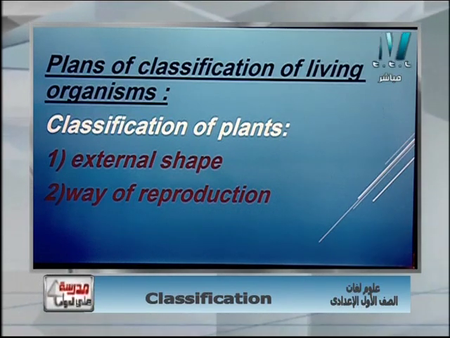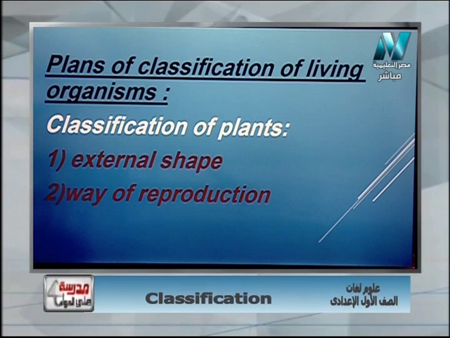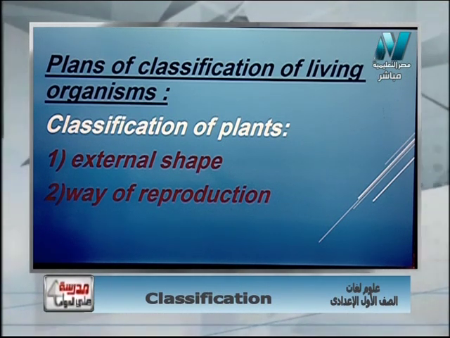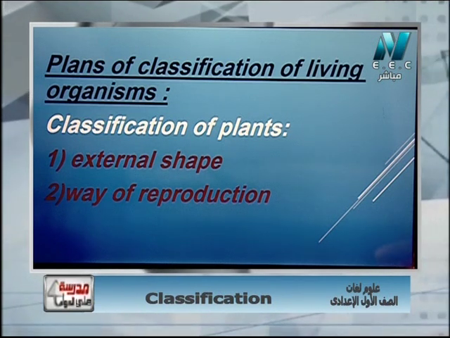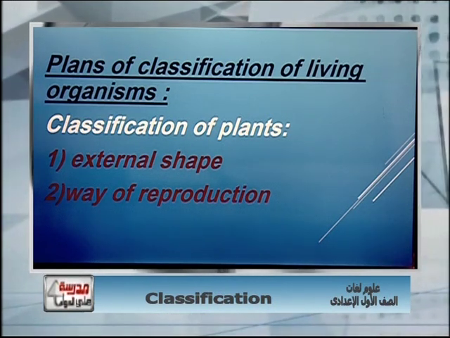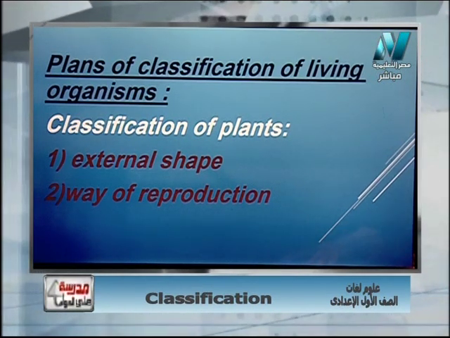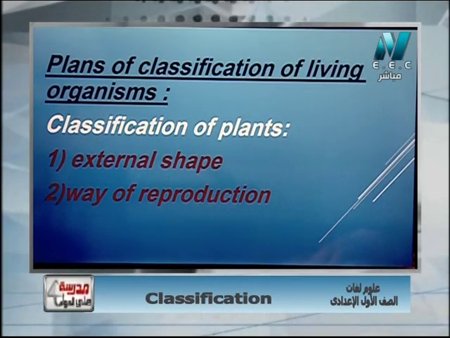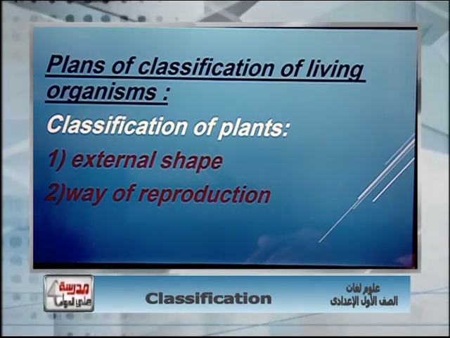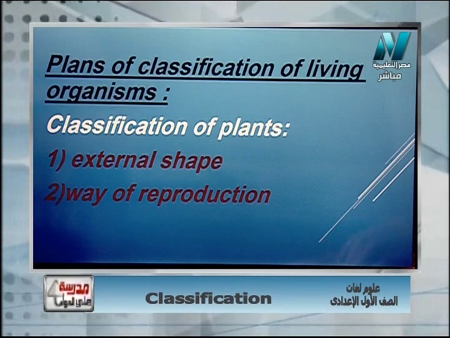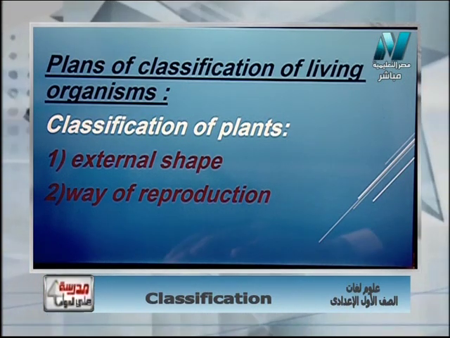Plans of classification of living organisms. What are our plans to classify living organisms? We can classify them according to what? Number one, we can classify plants. Plants can be classified according to external shape and way of reproduction. External shape and way of reproduction. Reproduction means to get new individuals, to get new birth.